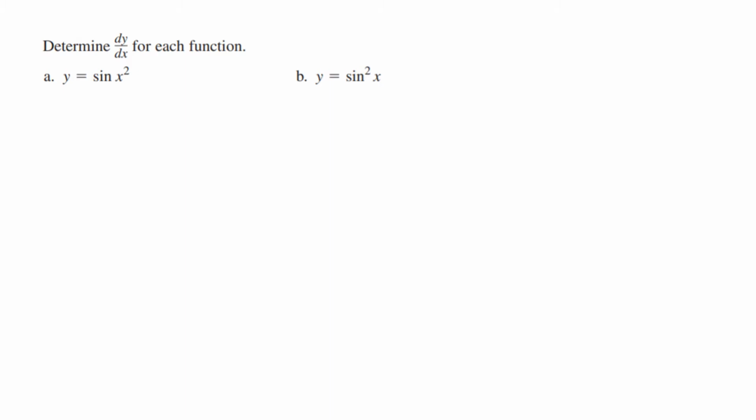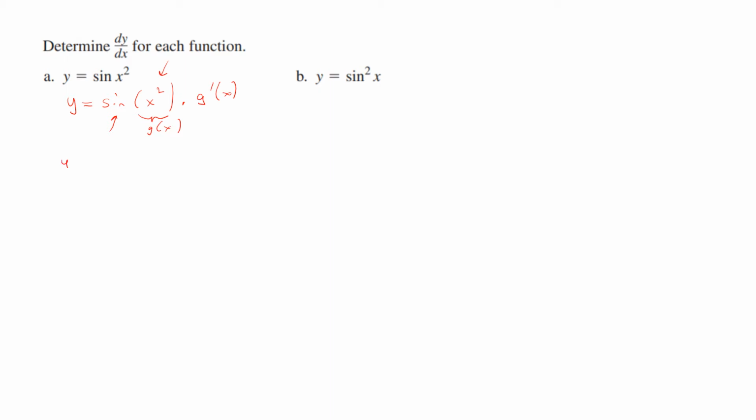So for part A, again, I can separate this visually, saying sine in brackets x squared, which I will see is my g(x) right over here. And what I need to do is take the derivative of the outside, keep the inside the same, and then take the derivative of g(x) and multiply by it.